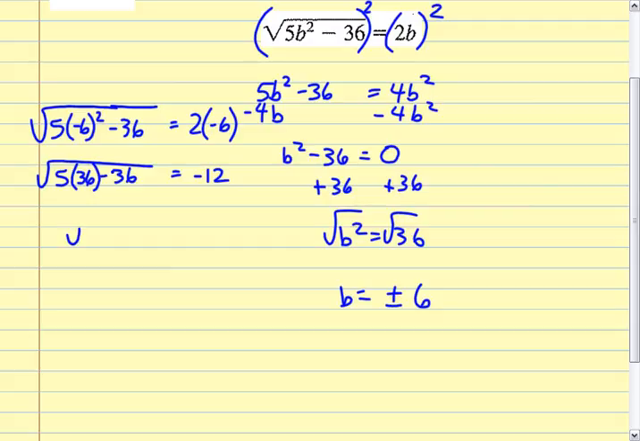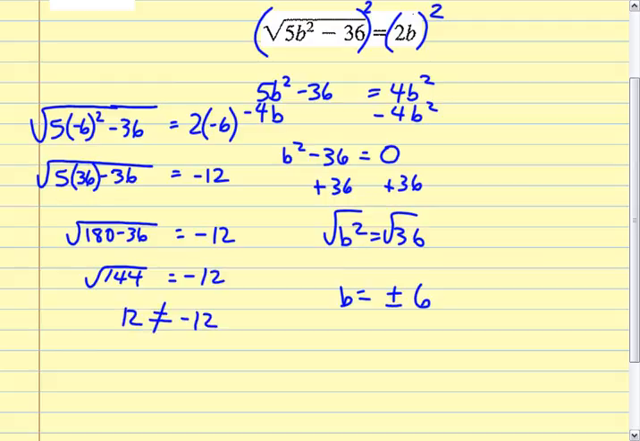Let's see. That's going to be the square root of 180 minus 36. Am I right? Oh, I see where this is going. Equals negative 12. The square root of 144 is equal to negative 12. And 12 does not equal negative 12. So my answer cannot include the negative. I think it's just going to be the positive.